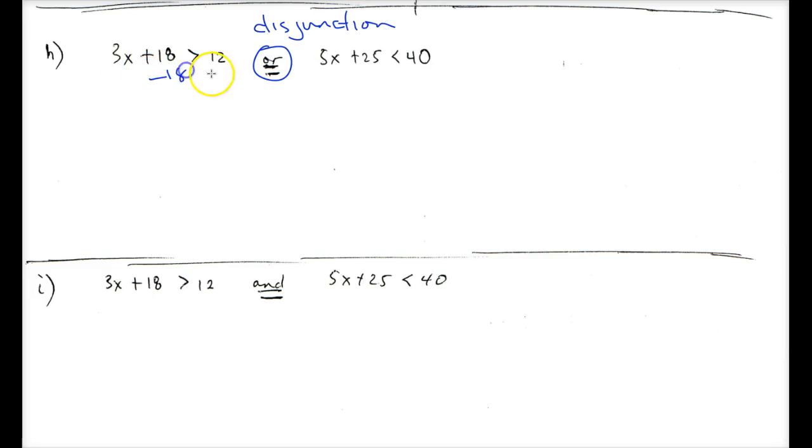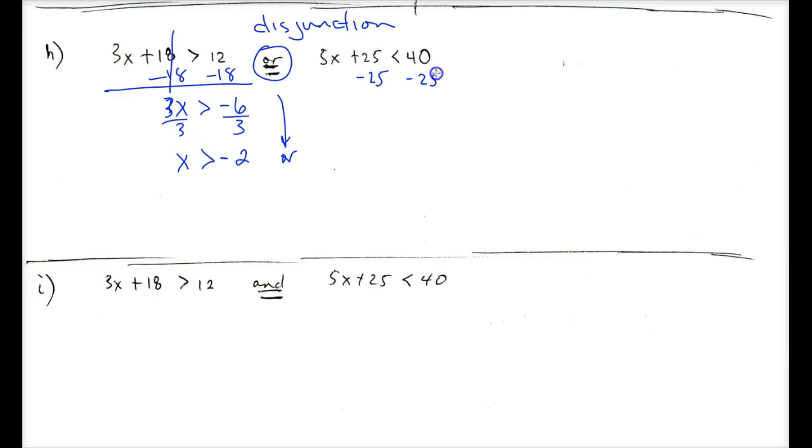So if we solve these, we'll do it just like how we normally do. Subtract 18 from both sides. And 12 minus 18 is negative 6. And then we divide both sides by 3. And this ends up being x is greater than negative 2. Okay? Or, and now we do the same deal here. Subtract both sides by 25. We just have 5x. 40 minus 25 is a positive 15. And we divide by 5 again. And we get x is less than 3.